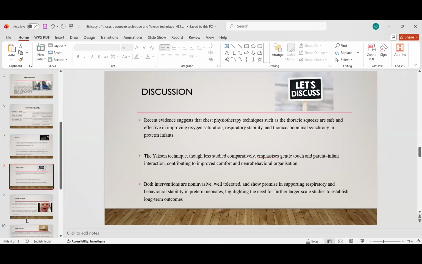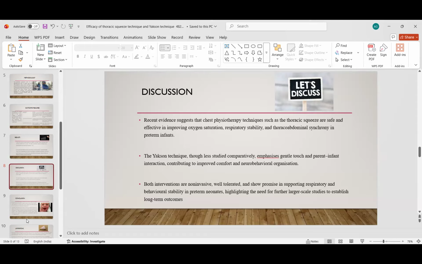This recent evidence, which is being done and reviewed after thorough reviewing of the recent advances article, suggests that chest physiotherapy techniques such as the thoracic squeeze are safe and effective in improving oxygen saturation, respiratory stability, and thoracoabdominal synchrony in preterm infants.